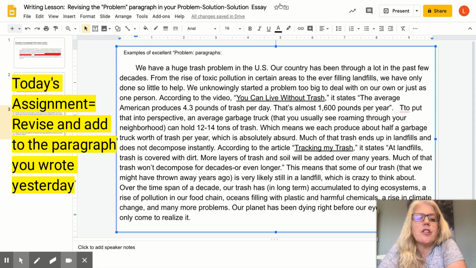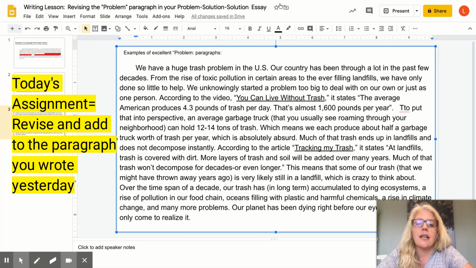Much of that trash ends up in landfills and does not decompose instantly. According to the article Tracking My Trash, it states at landfills, trash is covered with dirt. More layers of trash and soil will be added over many years. Much of that trash won't decompose for decades or even longer. This means that some of our trash that we might have thrown away years ago is very likely still in a landfill, which is crazy to think about.